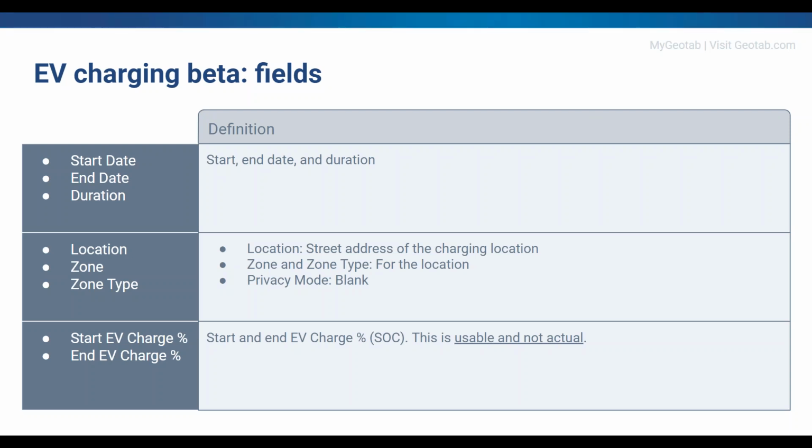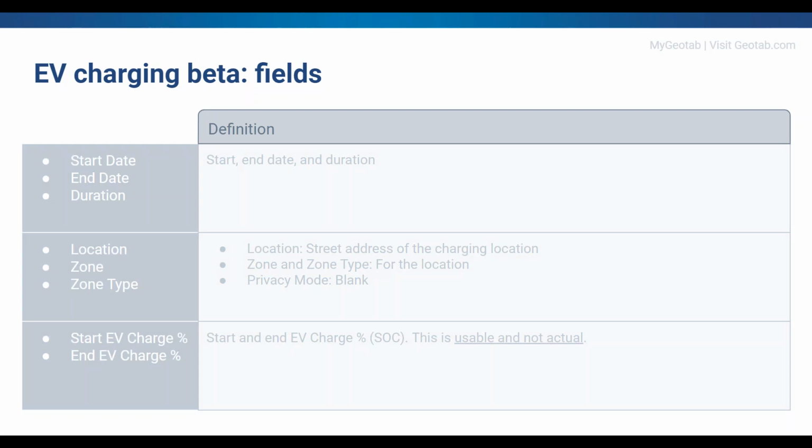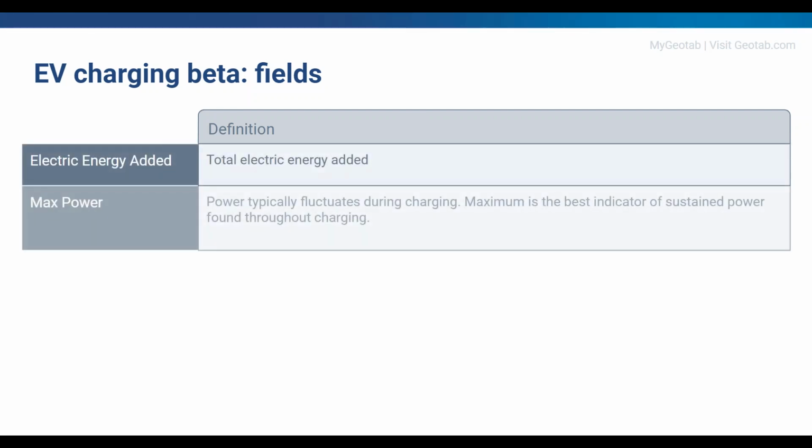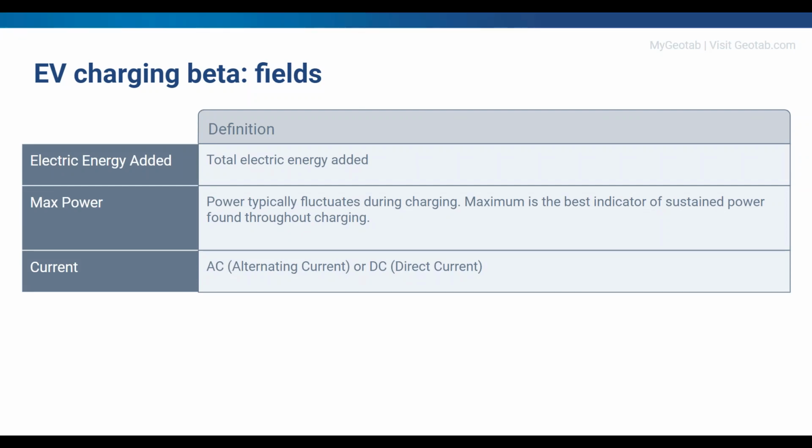If that's a feature you take advantage of, it will blank out the location and zone type during privacy mode. The start and end EV charge percentage. What was the battery's EV charge percentage when you started charging? And what was that value at the end? And the electric energy added, that's essentially what you would expect: how much energy was added to the battery during that charge session. And the max power. Power versus energy is something that, if you're new to EVs, you're potentially trying to get your head around. Energy is the volume metric of how much electric energy was added to the battery.